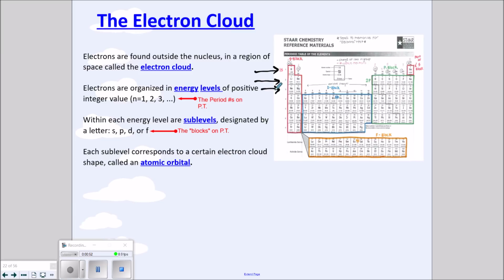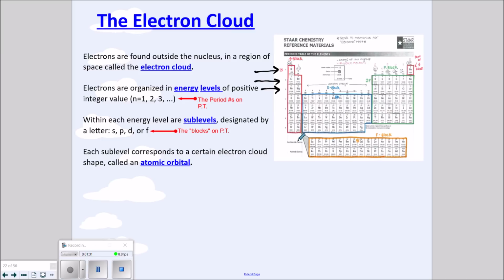Within each energy level are sublevels, designated by a letter S, P, D, or F. These are represented by the blocks on the periodic table. These blocks are color-coded for you on this periodic table right here. As you can see, the S block is outlined in red, which includes the helium. The P block is outlined in green. The D block is in blue, right in the middle. And then you have the F block, which is outlined in yellow.